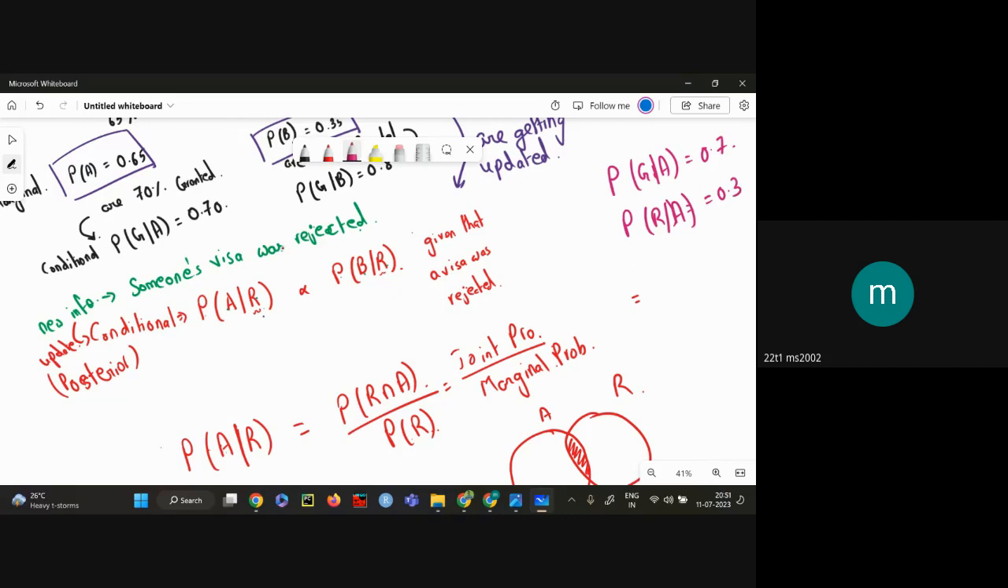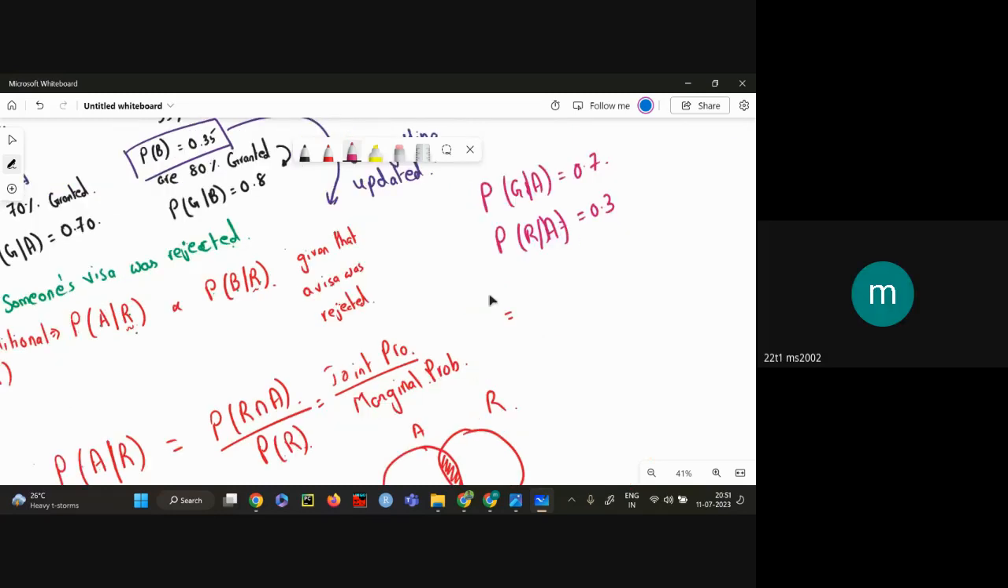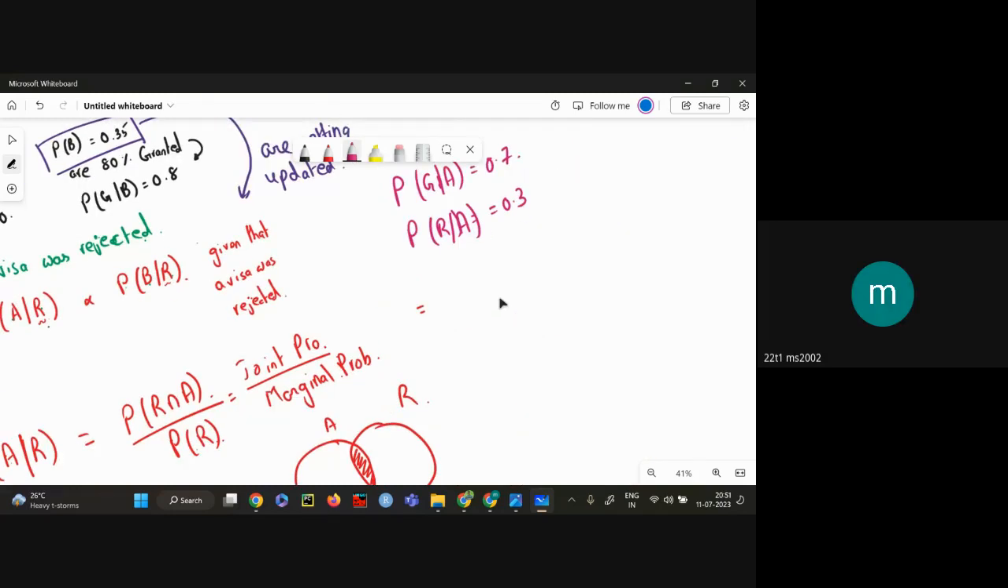But how is that P of R intersection A? This is conditional probability multiplied with P of A, right? Exactly. So I want you to tell me the formula. P of R intersection A is equal to P of R given A into P of A. How did you get this? Again, joint by marginal is equal to conditional. So joint is equal to conditional into marginal.